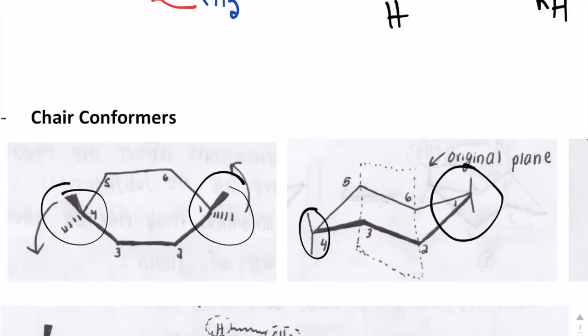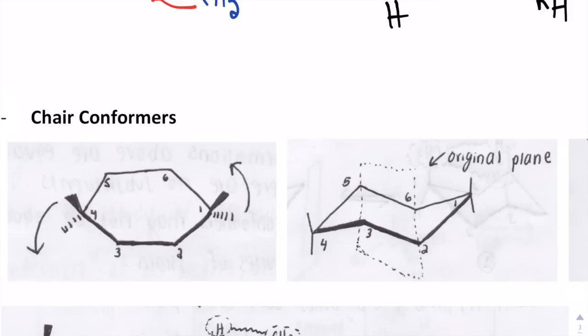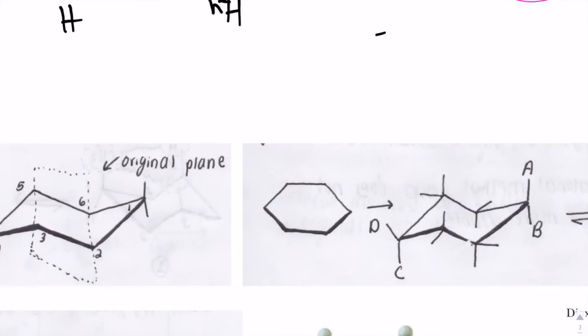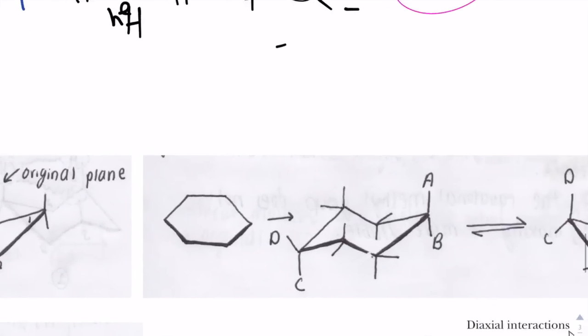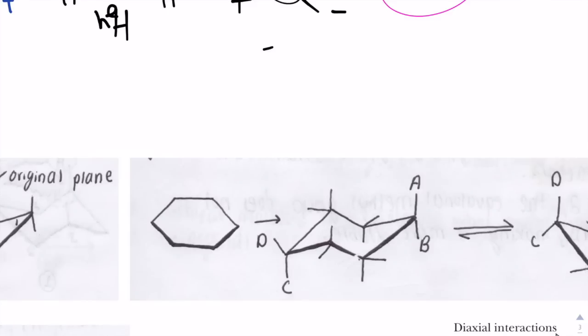I hope that visual kind of makes sense of how we got the first chair conformer. Okay, so I'm really just taking carbon 1, pulling it up, and taking carbon 4 and pulling it down. All right, so that's how you got this chair conformer. So this is the result of that move, if I took carbon 1 right here and pushed it up, and carbon 4 and pulled it down.